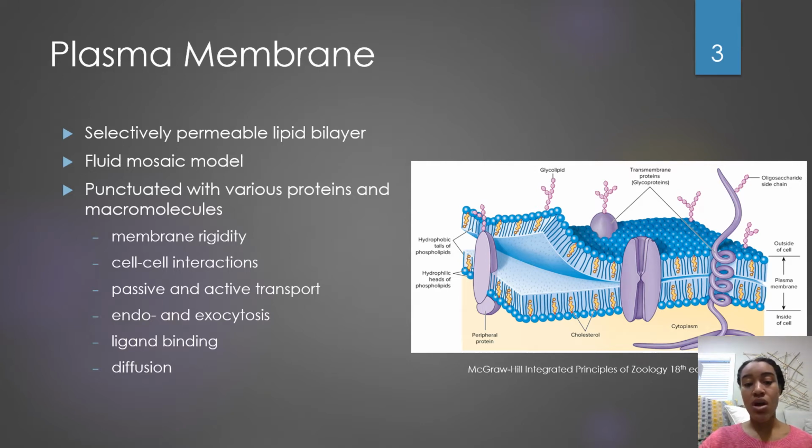Some of these things play a role in membrane rigidity. So in this image here, these yellow bits are supposed to be cholesterol, and that plays a role in how rigid or how malleable and flexible the membrane is. Also, there are many proteins that play a role in cell-to-cell interactions. So proteins on one cell will interact with proteins on another cell, and once they bind to each other, it will cause a response in those cells, some sort of induced cellular response.